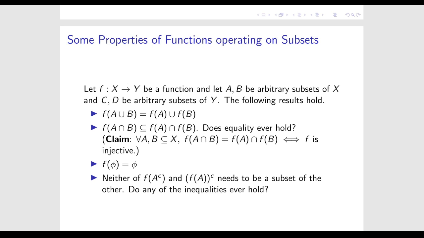A small claim is: for all A and B subsets of X, f of A intersection B is equal to f of A intersection f of B, if and only if f is injective. That is, these conditions are equivalent. If for all A and B subsets of X the equality holds, that implies f is injective, and f is injective implies for all A and B subsets of X, the equality holds.